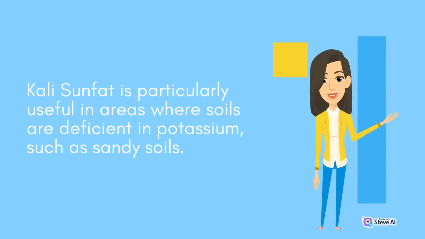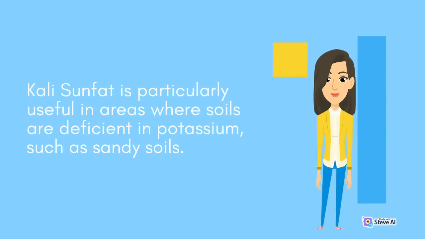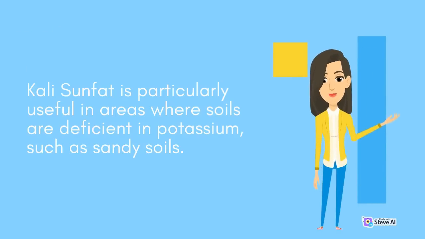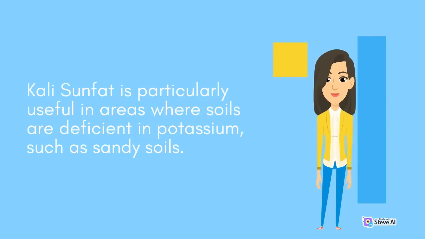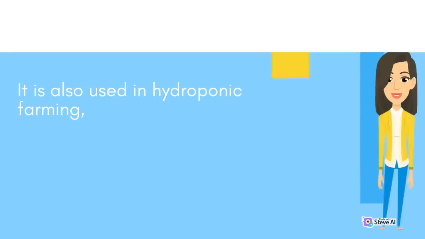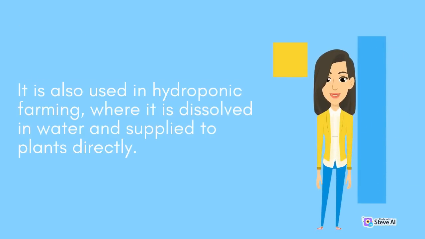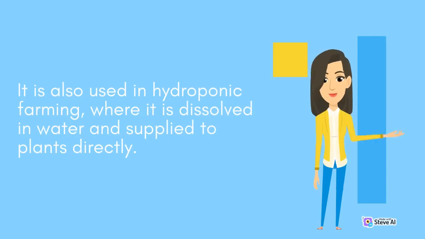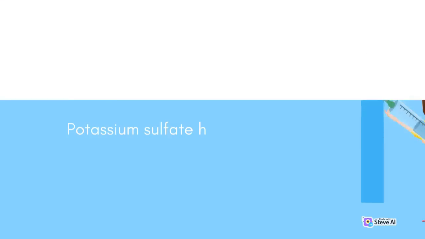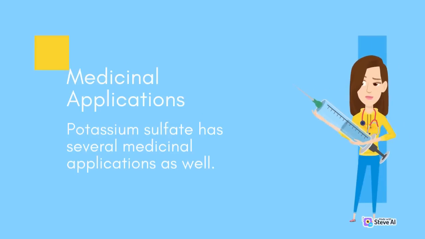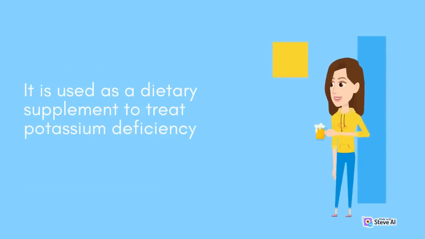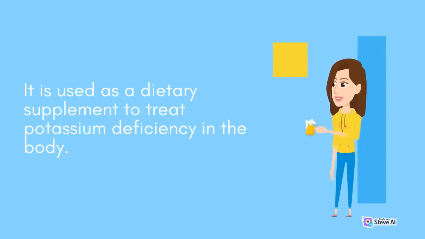Kali sunfat is particularly useful in areas where soils are deficient in potassium, such as sandy soils. It is also used in hydroponic farming, where it is dissolved in water and supplied to plants directly. Medicinal applications. Potassium sulfate has several medicinal applications as well. It is used as a dietary supplement to treat potassium deficiency in the body.